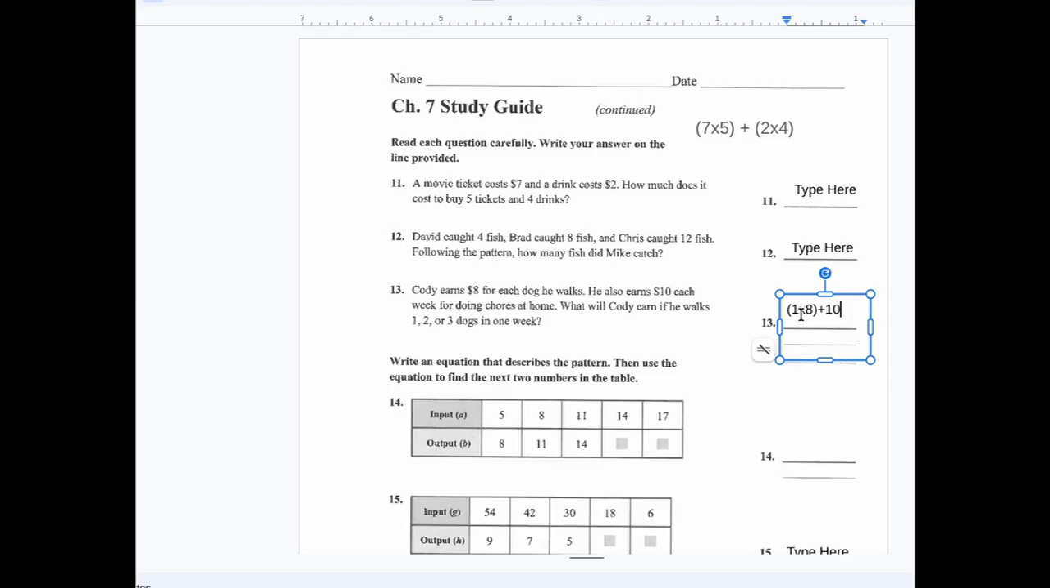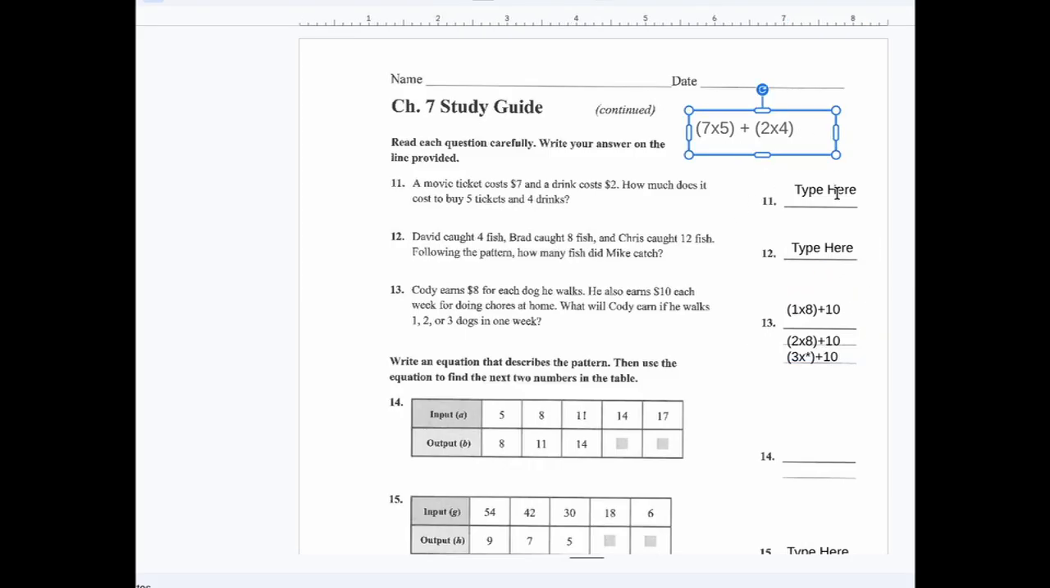So then we do 2 dogs. So we do 2 times 8 plus 10. Then we do 3 dogs, 3 times 8 plus 10. And you got to solve those, okay? You got to solve number 11 too. That's not the answer. You got to solve them, okay?